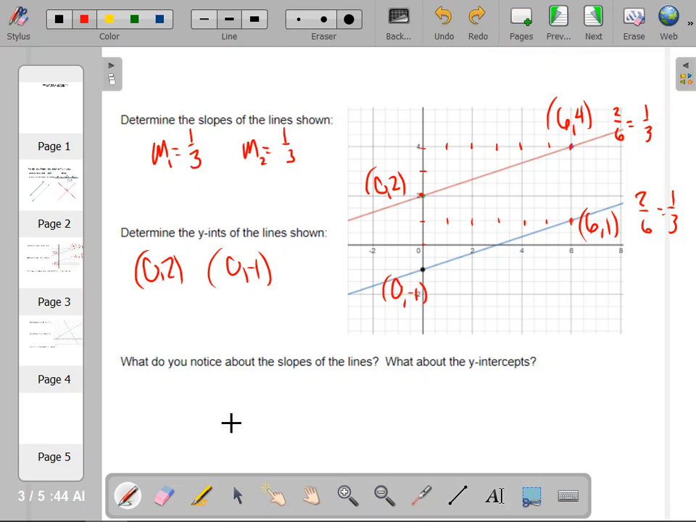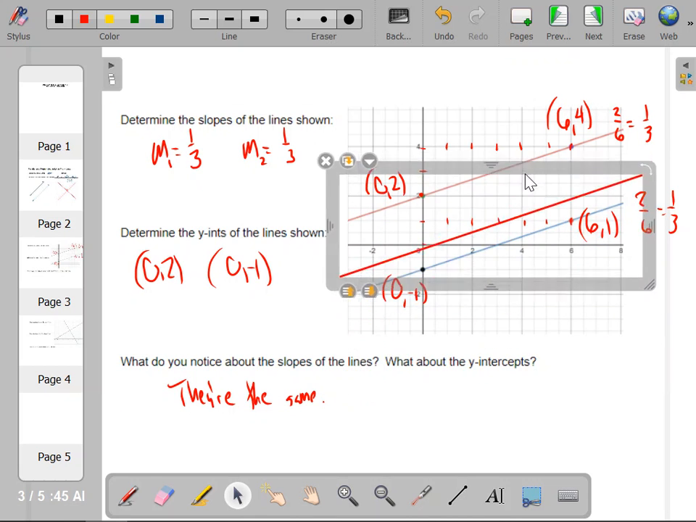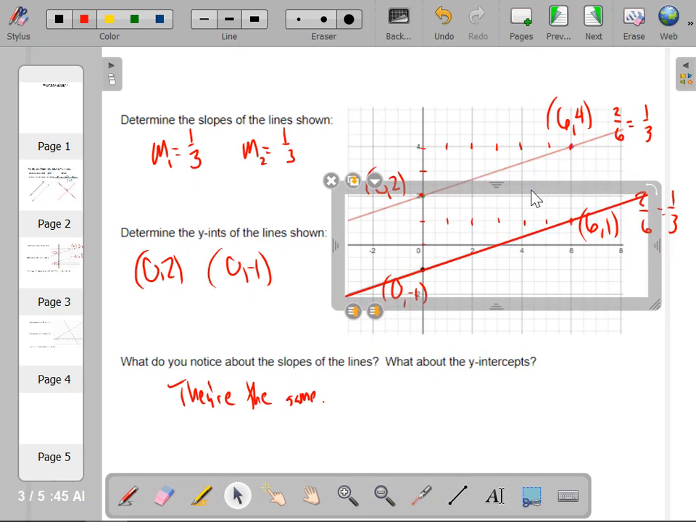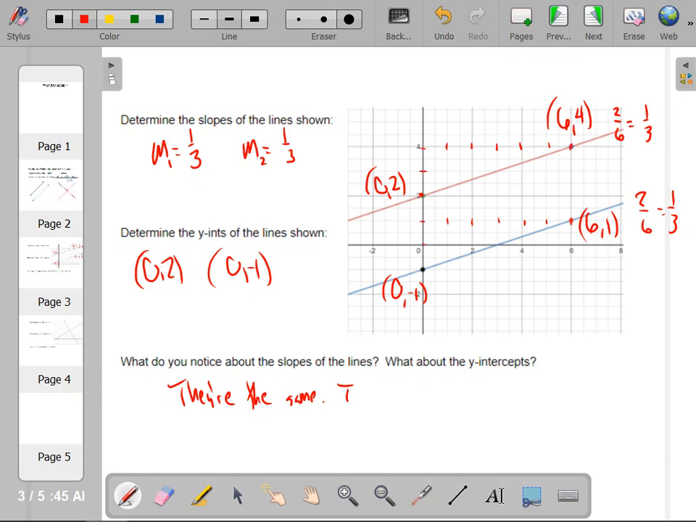So what do you notice about the slopes of the lines? They're the same. What about the y-intercepts? Well, you could redraw this a lot of different ways. So what I'm going to do is sketch this and say, what if I took this same thing and moved it up or down? Do you think they would intersect still? I don't think so. So they are different, but what I'm really just making sure is that they are not the same. They are not the same y-intercept.